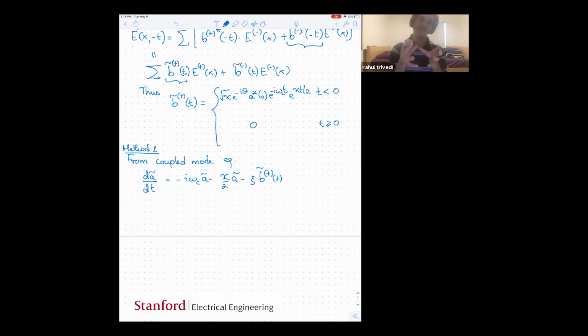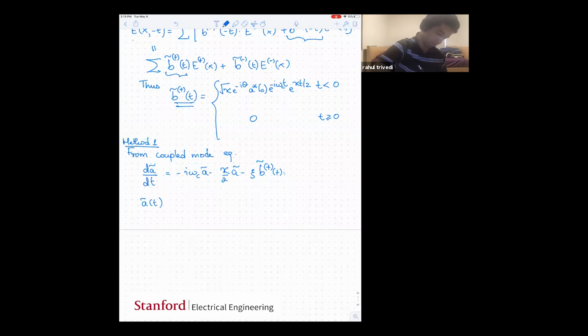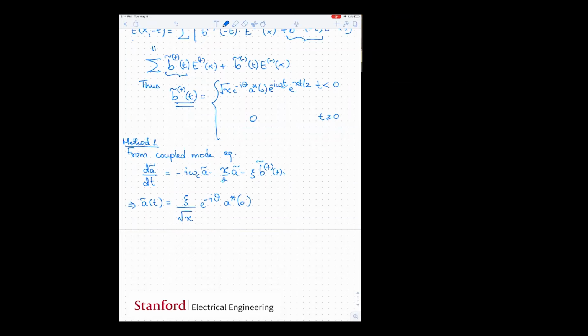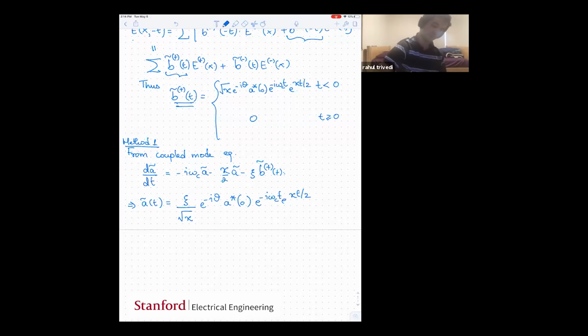In order to calculate the cavity amplitude, I could just plug this forward propagating b plus of t, which I've calculated from a time reversal operation, into my coupled mode equation and get the time reversed a tilde of t. You can plug this in and solve this equation, right? It's a very simple first order differential equation. I'll write down the solution. What you get for a tilde of t from here is xi divided by square root of kappa exponential minus I theta, and so on, exponential kappa t by 2, right? It looks slightly complicated, but it's actually very simple. It just follows by integrating this first order differential equation. So you plug this in here and you integrate, and this is what you would get. Does this make sense?